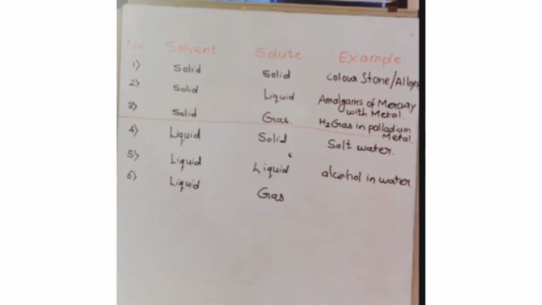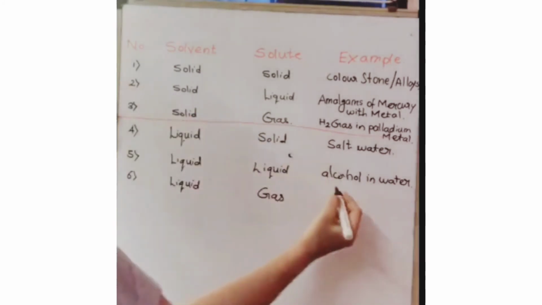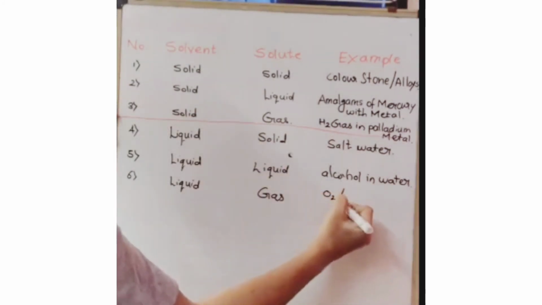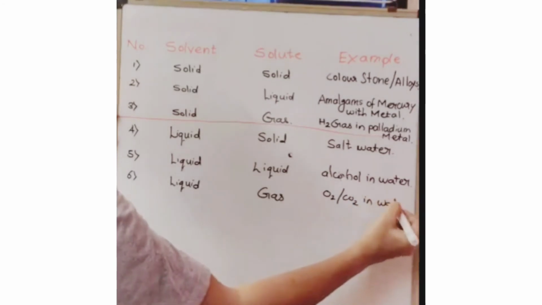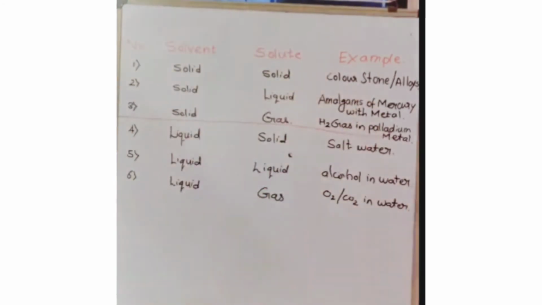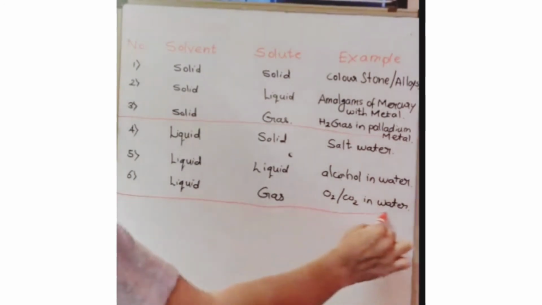Sixth one, gas in liquid. What it will be, which we can understand, is that every water molecule has some amount of oxygen in it. So I will write it down: oxygen in water or carbon dioxide in water. So oxygen O2 or CO2 in water. Okay, these are my fourth to sixth. Again I will draw a line because my liquid state is complete.